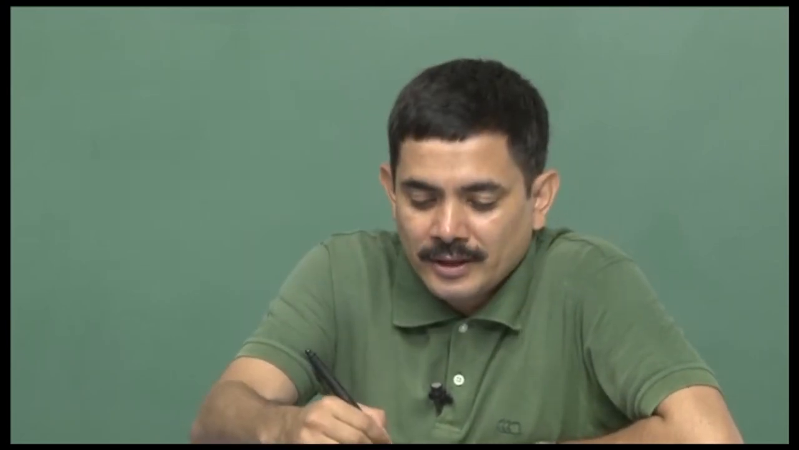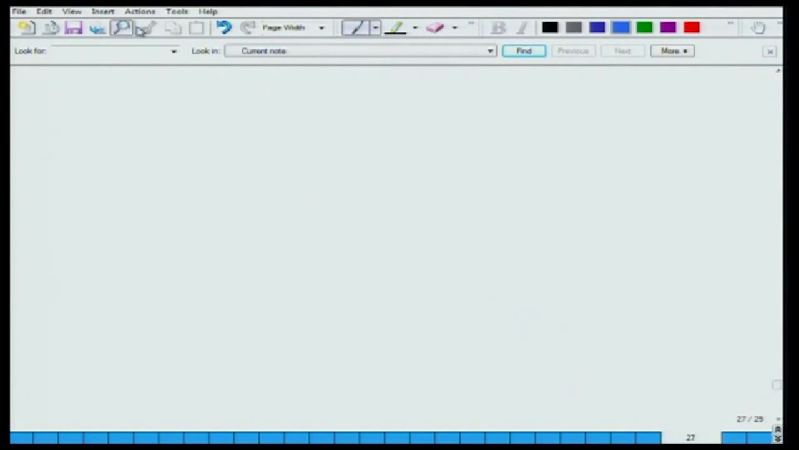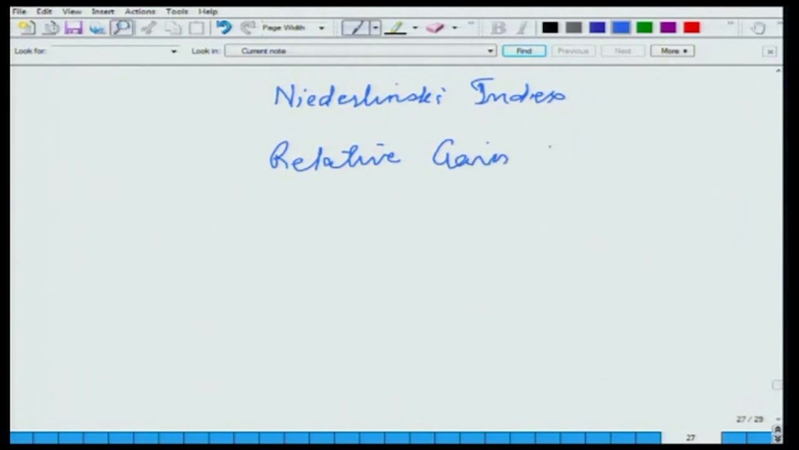Anyway, that is the question we are trying to address, and for that there are two metrics that are very commonly used: the Nederlinsky index, and the relative gain array. What I will do now and finish off is the Nederlinsky index. It is best understood if I use a 2 by 2 example. These are both steady state metrics, extendable to dynamics where you put in transfer functions, but let us just look at the steady state gain.